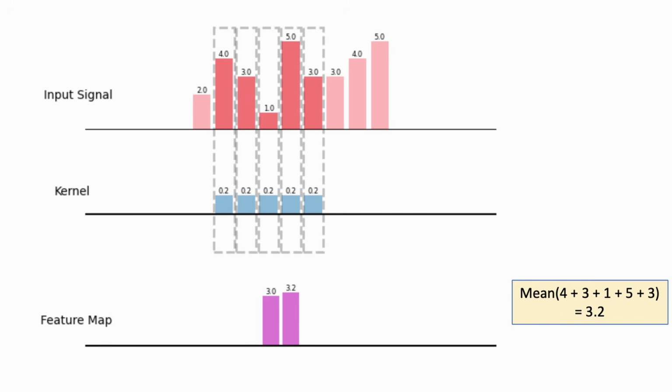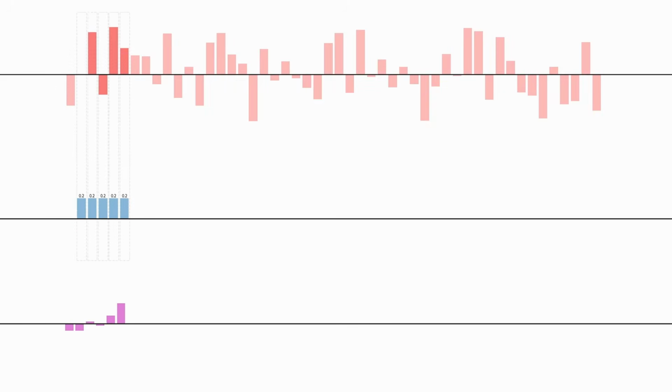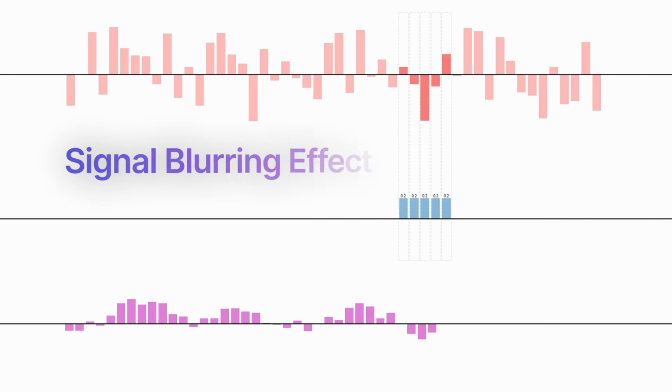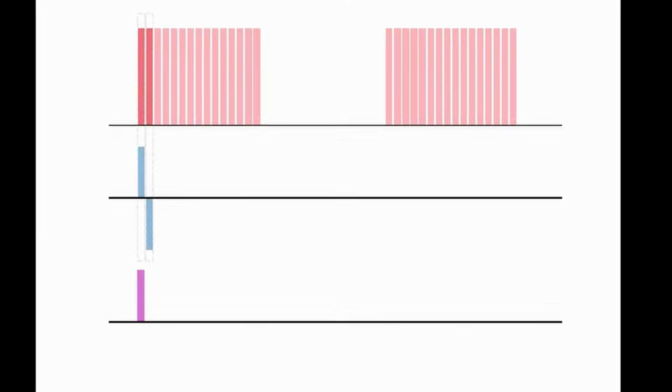At the next step, the kernel moves to the next location and averages this new area. So in other words, if we convolve any signal with this kernel, it just creates a moving average of window size 5. This is kind of like a signal blurring effect. What do you think will happen with a kernel like this?